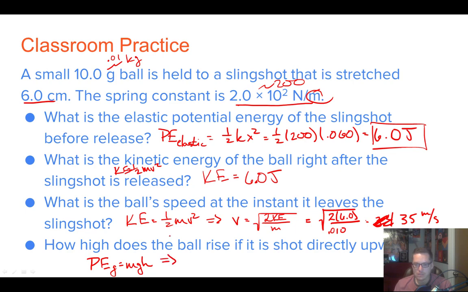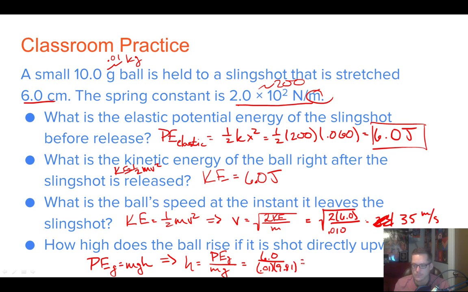So we really just want to solve for h, right? If we do the same idea we did up here, we have potential energy due to gravity. We're assuming that this energy is conserved. So the potential energy due to gravity is going to be equal to the elastic potential energy that we started with, which would be 6.0 joules. So if we solve for h, our h is just going to be equal to the potential energy due to gravity divided by the mass times gravity, okay? So that's 6.0 over the mass of the ball, remember, don't forget to convert it to kilograms, 0.01 times 9.81.